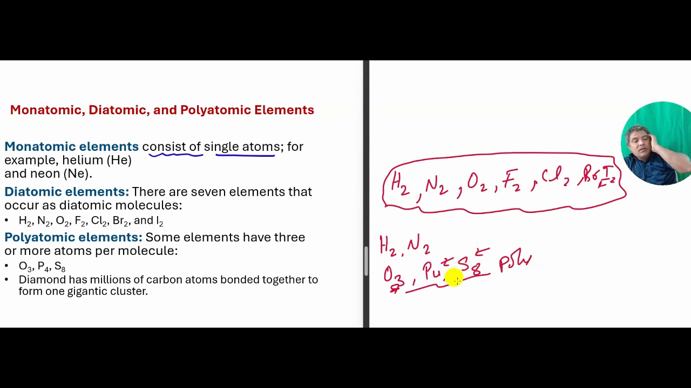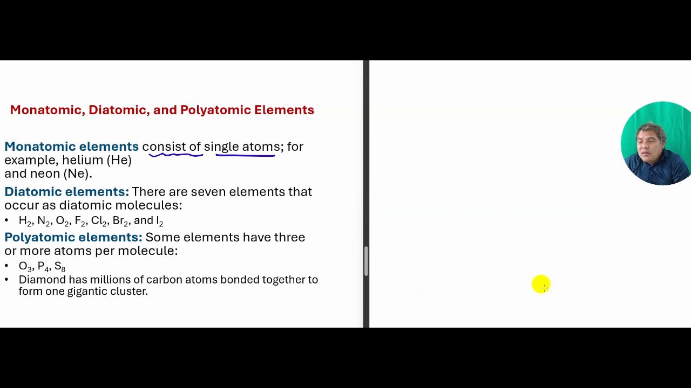Some elements, like diamond, have millions of carbon atoms bonded together to form one gigantic cluster. That is also an element. So these are the types of elements. An element can be not only atomic, it can be in molecular form also: diatomic, triatomic or polyatomic.